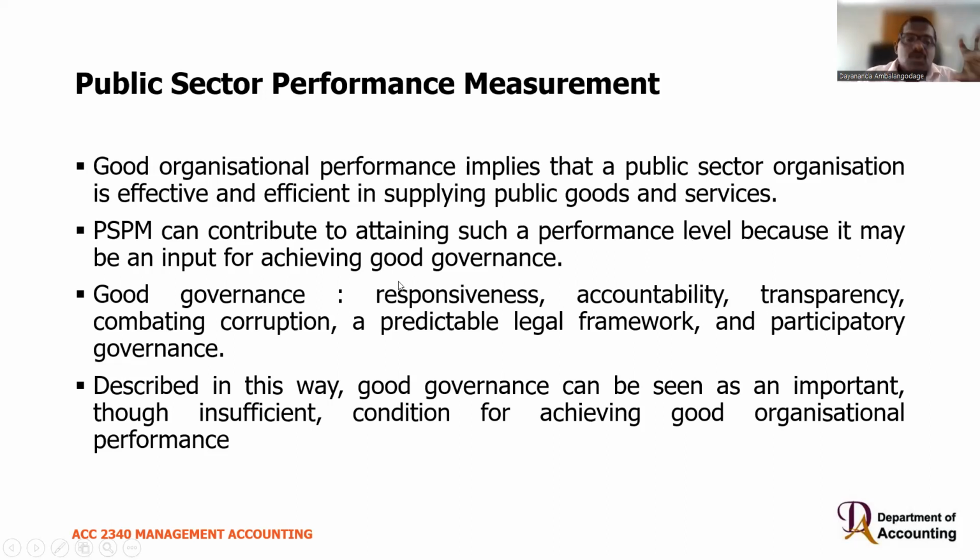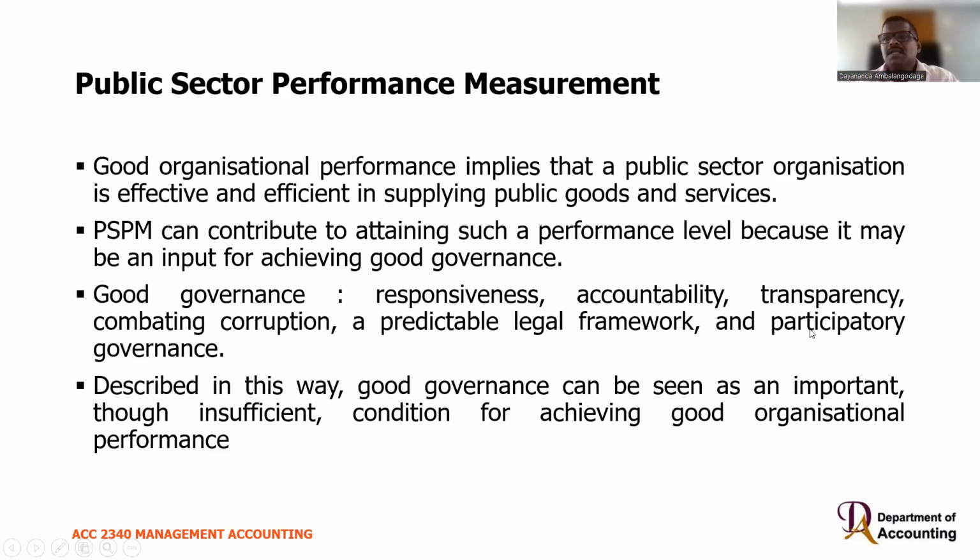So what is good governance? Good governance is responsiveness and accountability. You are accountable to the public. Transparency: whatever activities you do have to be transparent. Combating corruption, which you have to avoid, and a predictable legal framework. There should be a legal framework. We should know that this is the way we want to act. A legal framework makes people disciplined. So it has to be a predictable legal framework. If you did something wrong, then you know what will happen. That is the predictability.